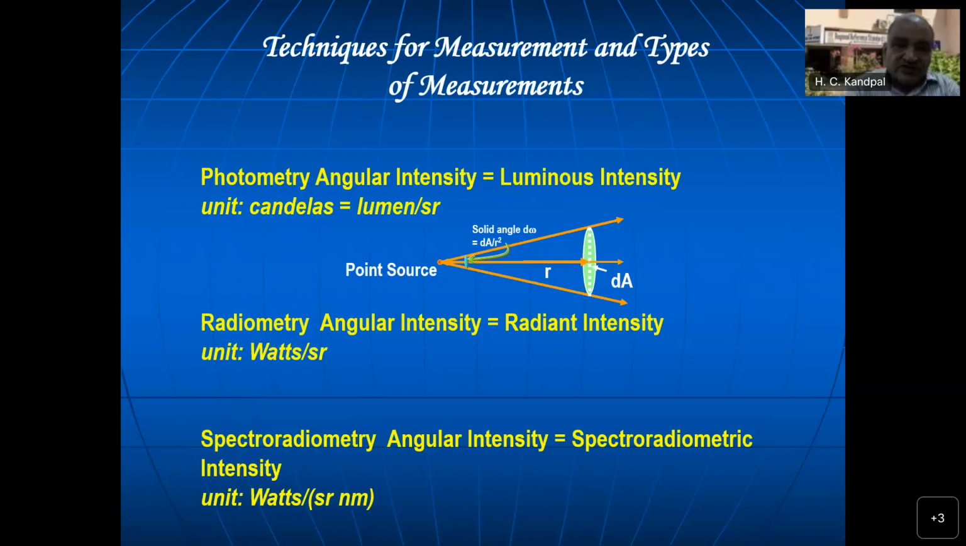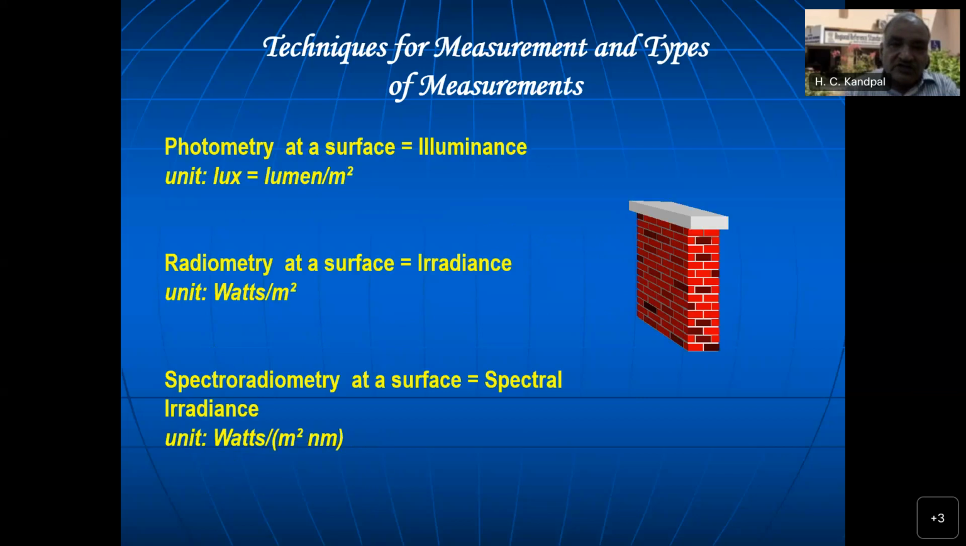And angular intensity, this word has been introduced already. The same picture is here. Radiant intensity would be in watts per steradian. And angular intensity in terms of visible light will be lumen per steradian. Those are connected through Km. Then lumen per steradian can be expressed in terms of watt per steradian. And similarly here, it will be watt per steradian per nanometer as far as the spectral component is concerned. Then on the surface, it is lumen per meter square, how much luminous flux is falling per meter square, and how much energy is falling is watts per meter square, and for the spectral component, watts per meter square per nanometer.